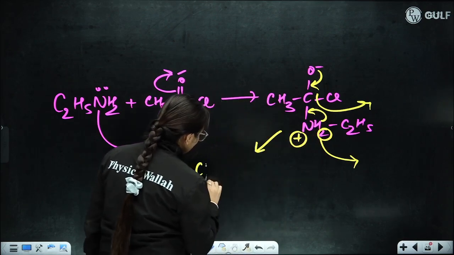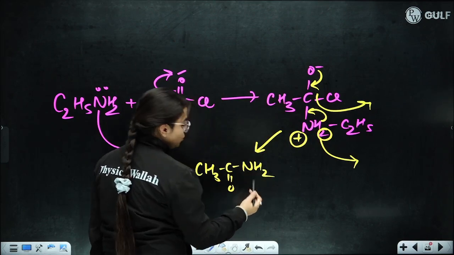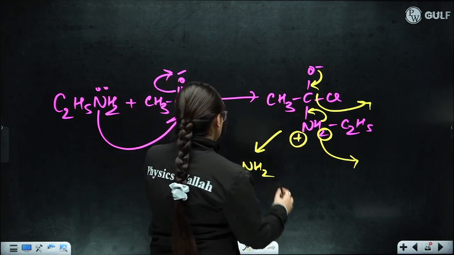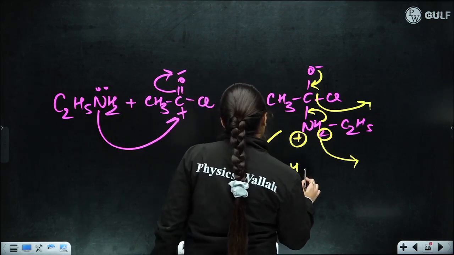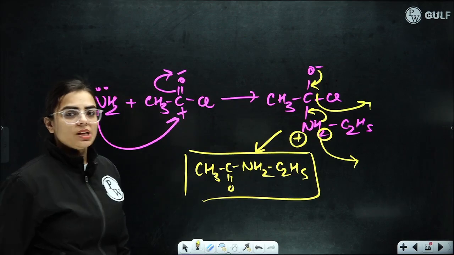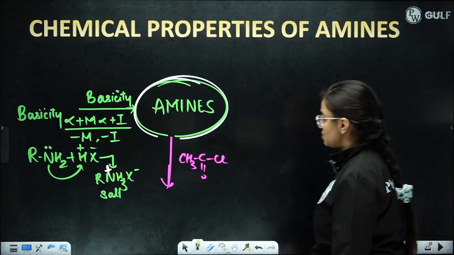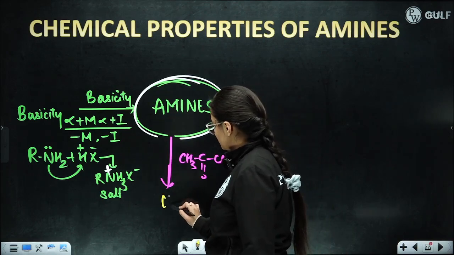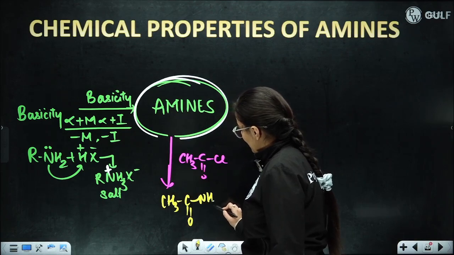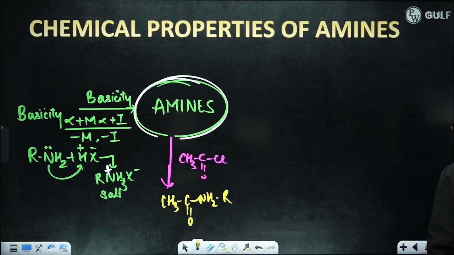So what are you going to get? You will get CH3C double bond O. This becomes NH. Now no charge, because H positive has gone, so it has given electrons and became neutral. Here it is C2H5. So this kind of an amide is created over here, right? I hope this is clear. So what are you going to get? Here it is CH3C double bond O, NH2, and if you're taking an R group, the R group will come with it. I hope this is fine to everybody.